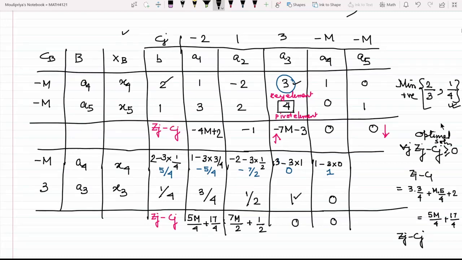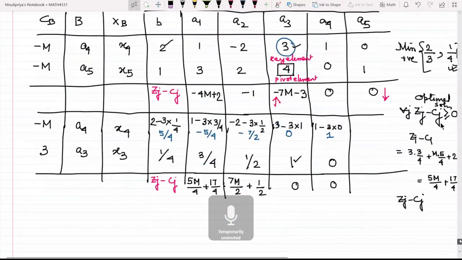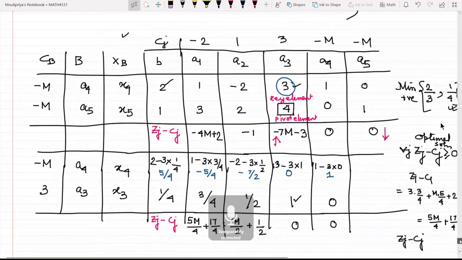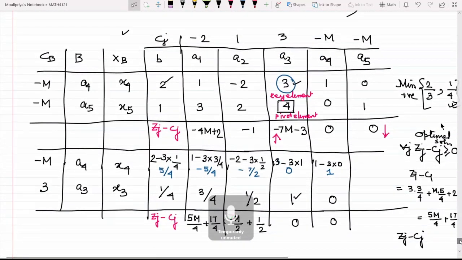You know, we will be having a very interesting observation. Tell me. M is very large positive. Minus M is very large negative. Exactly. Zj minus Cj is greater than equal to 0 for all j. That implies apparently we have reached the condition for optimality.